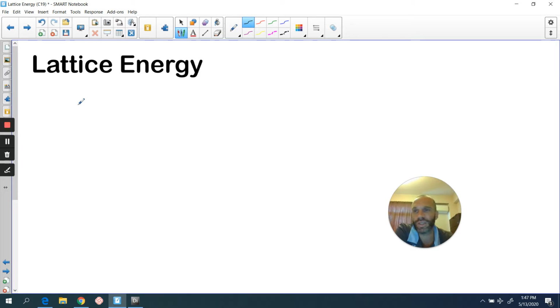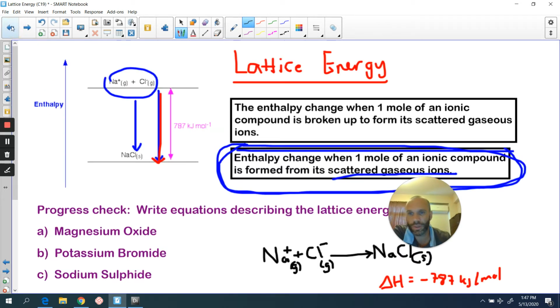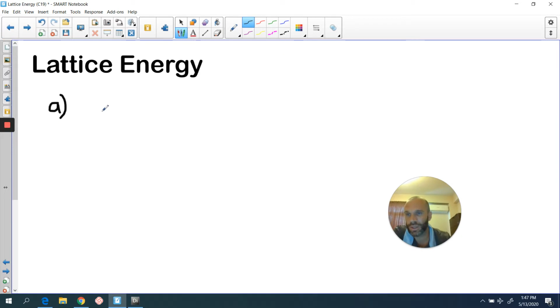And that is from scattered gaseous atoms. You might not have had it in exactly those words, but that will make sense. Okay, probably the best way to define it is by doing examples. Yesterday at the end of the class, I think I gave you 3 examples, taken from the textbook. I wanted you to display the equation that illustrated lattice energy for magnesium oxide formation, potassium bromide, and sodium sulfide. So let's do those 3 now, nice and easy.